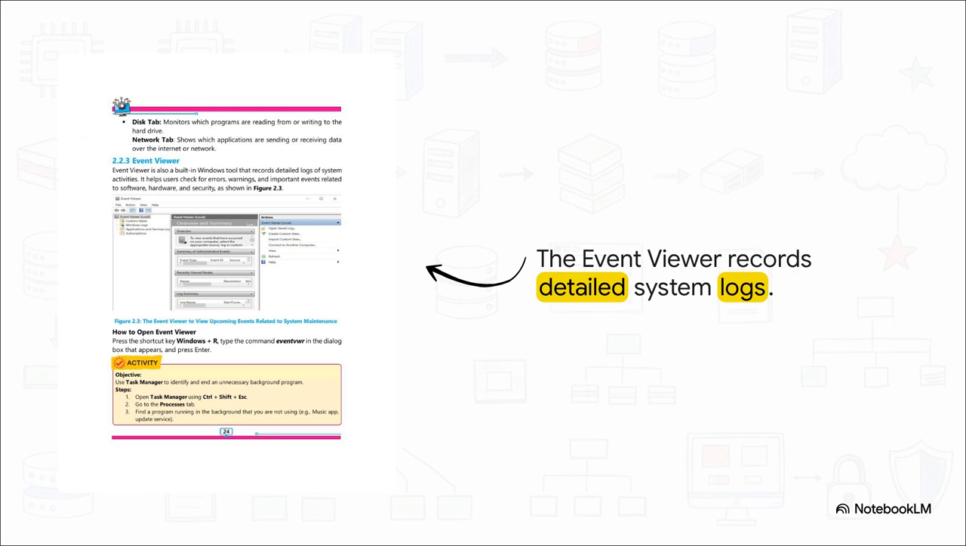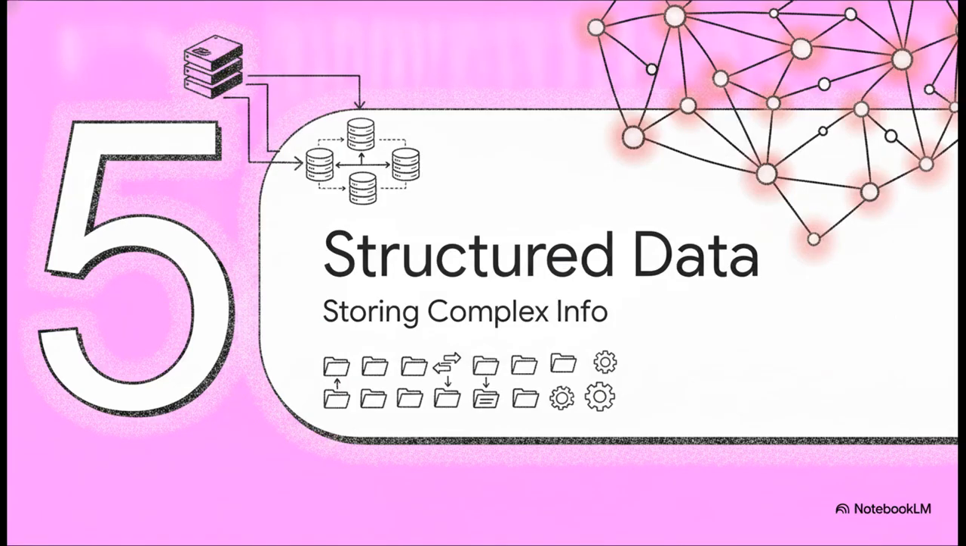Now, if that startup process fails, or if a running application crashes later on, your OS doesn't just throw its hands up and give up. It keeps meticulous records. Built-in tools like the Windows Event Viewer act as an investigative logbook. It records detailed logs of system activities, warnings, and error messages, which is absolutely vital for system health monitoring and troubleshooting.